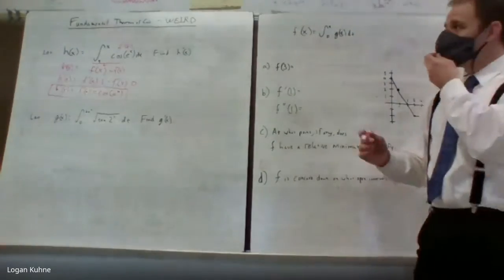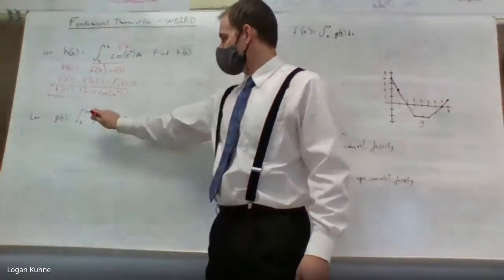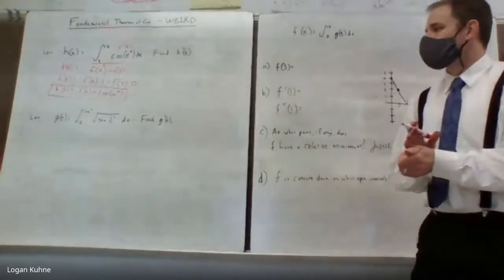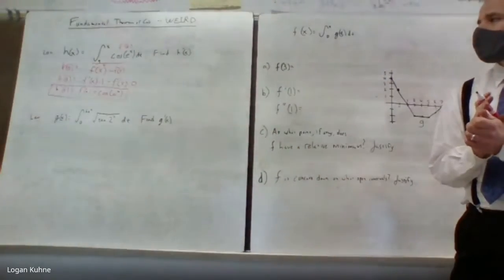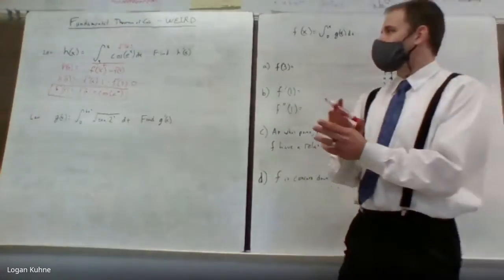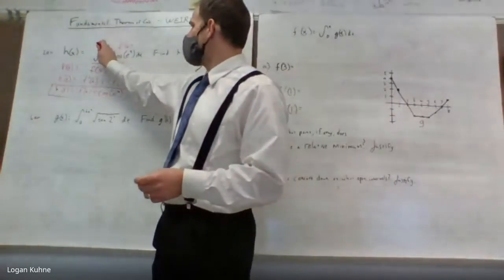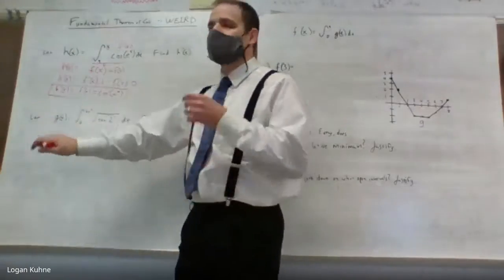Now it does get, here are the weird ones, okay? What happens when it's not just a nice cute little x? Oh, it's just a cute little x right there. What happens when it's 6x squared?